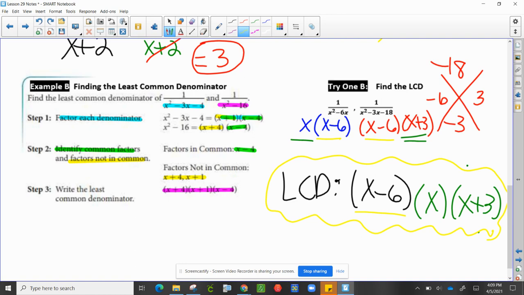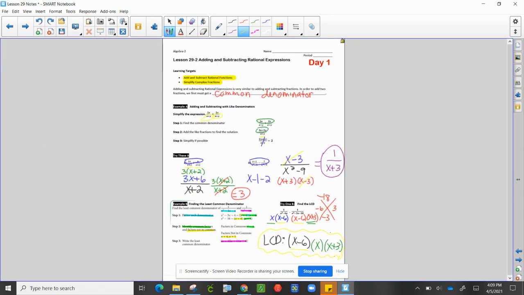Okay. So in tomorrow's lesson, we're going to be going over how to actually add and subtract with an unlike denominator, but we will practice doing this more in class, okay, together.